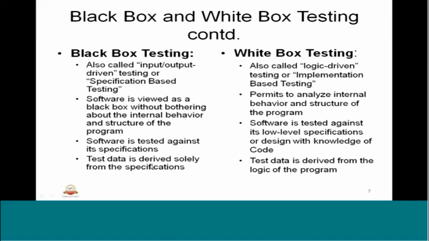In black box, test data is derived solely from the specification. That means the inputs and the outputs are derived purely based on the specification, whatever it specifies. In white box, test data is derived from the logic of the program, how the flow is there. It's also called control flow, and another term they use is logic flow or data flow.